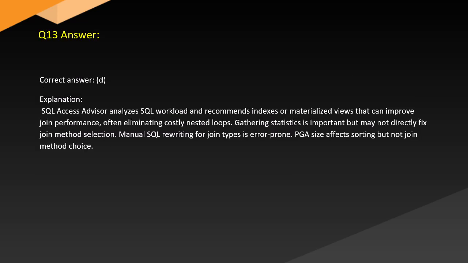Answer. Correct answer: D. Explanation. SQL Access Advisor analyzes SQL workload and recommends indexes or materialized views that can improve join performance, often eliminating costly nested loops. Gathering statistics is important but may not directly fix join method selection. Manual SQL writing for join types is error-prone. PGA size affects sorting but not join method choice.